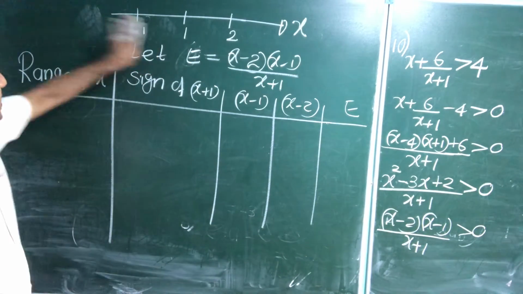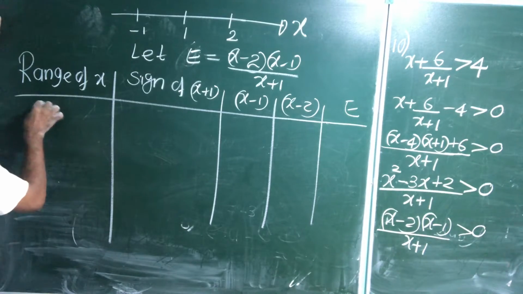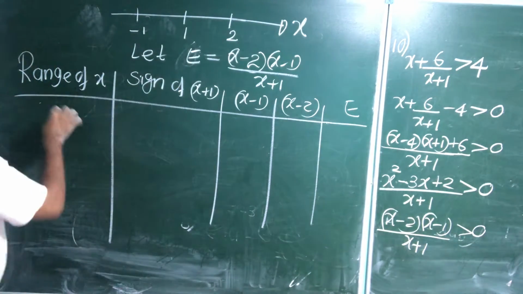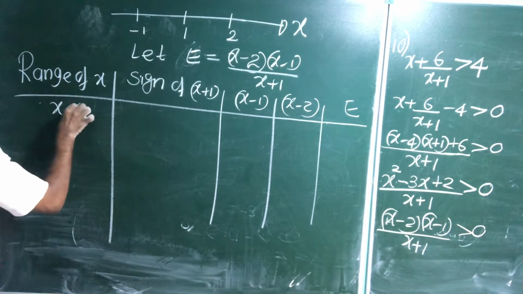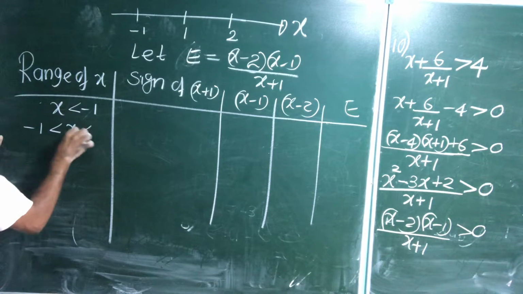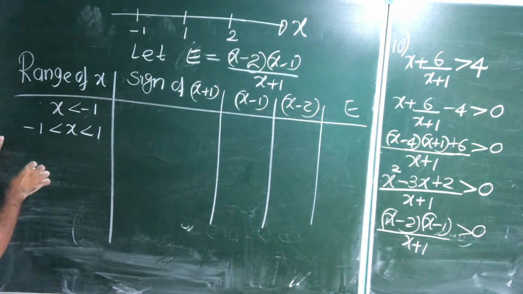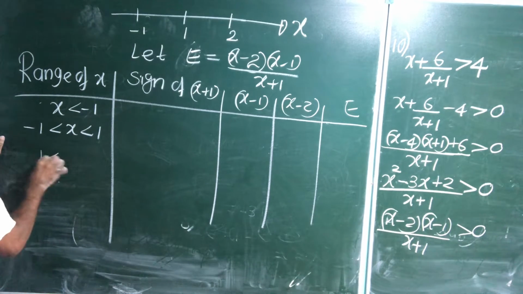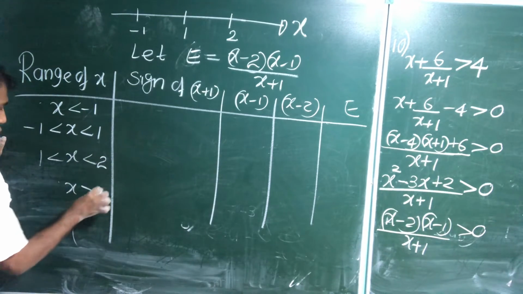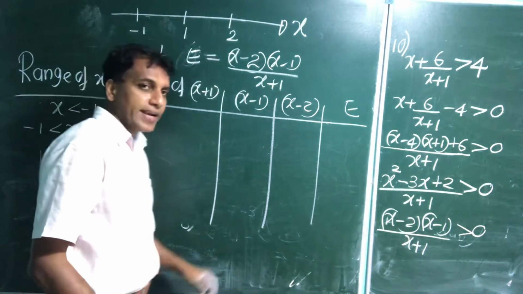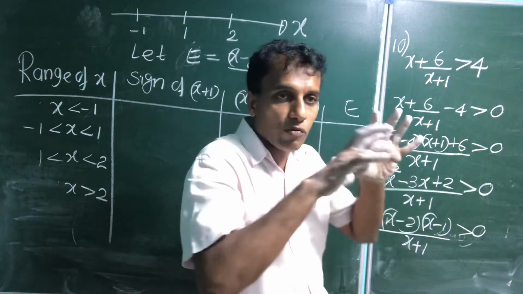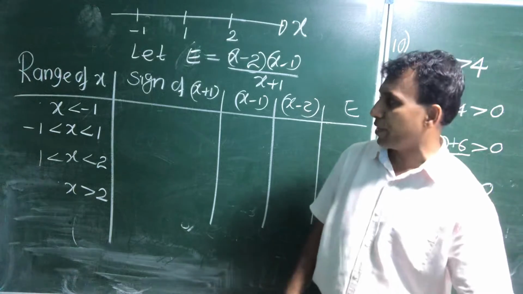So less than -1, which means up to negative infinity. Next, more than -1 and less than 1. Next one, more than 1 but less than 2. At last, greater than 2. Now quickly find which values give you a positive answer.